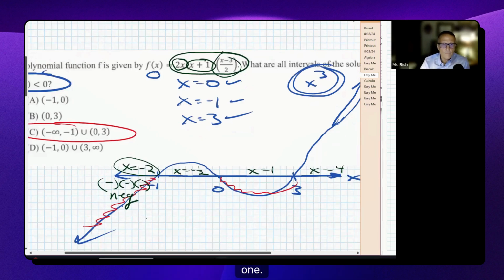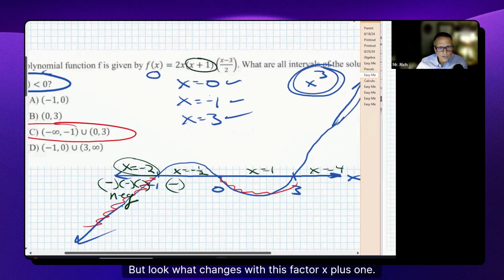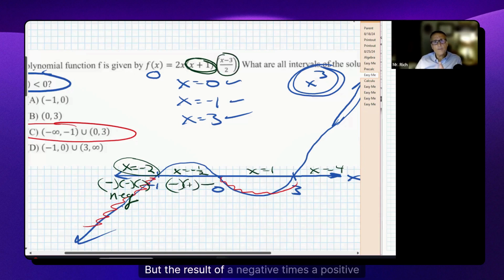to the left of -1. Well, if I move over to using x equals -1/2, and I go back, that's going to be a negative. But look what changes with this factor, x plus 1. When x is only -1/2, that factor is now going to be positive because it's -1/2 plus 1. So that would be a negative times a positive. And then with a -1/2, that's still going to be negative. But the result of a negative times a positive times a negative turns out to be positive. And sure enough, the function does go above the x-axis and is positive.